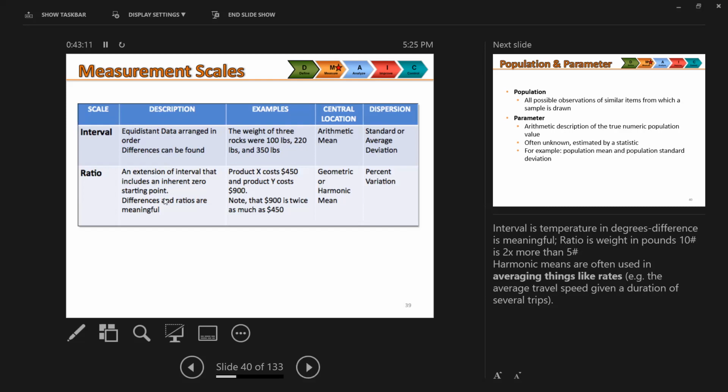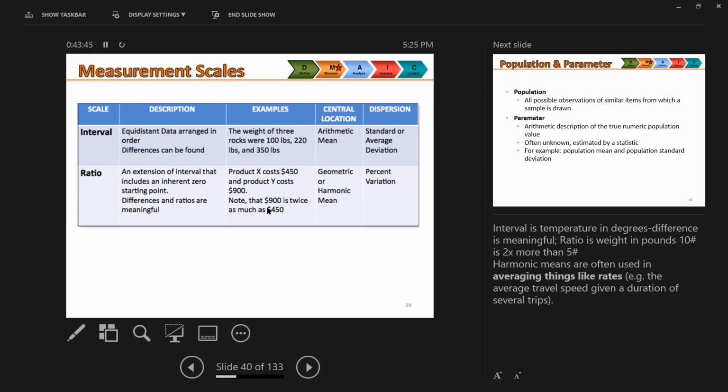And then a ratio scale is an extension of interval that includes an inherent 0 starting point. Product X costs $450, product Y costs $900. That 900 is twice as much as 450, so I can see a ratio there, right? And it makes sense. Like, if we go back to the baseball uniform one, if I said, hey, number 40 and number 20, he's twice as good, it doesn't mean anything. Do you see what I'm saying? So you can see the difference.